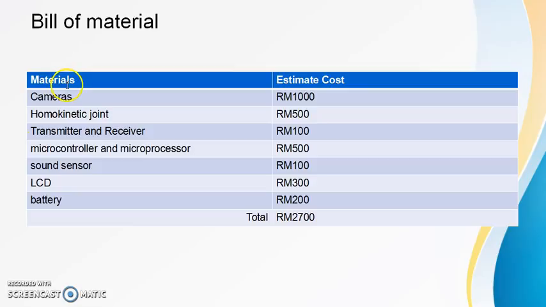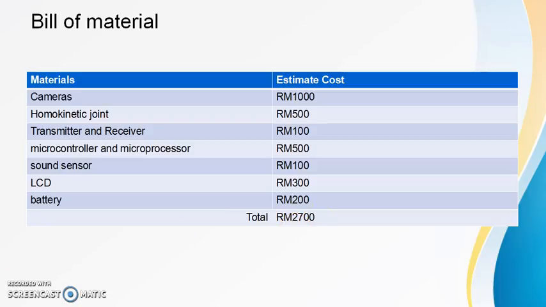Next is our bill of materials. First of all, we must have the cameras, the homokinetic joint, and the transmitter and the receiver for the robot to connect, and a microcontroller, a microprocessor, a sound sensor, an LCD display, and the battery. For this design, our estimated cost is around 2,700 ringgit Malaysia.